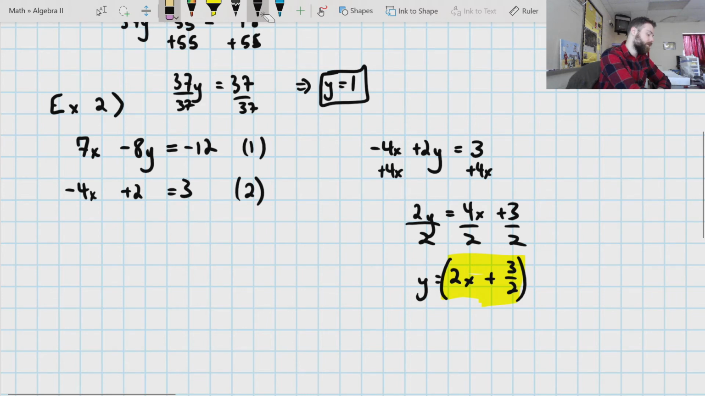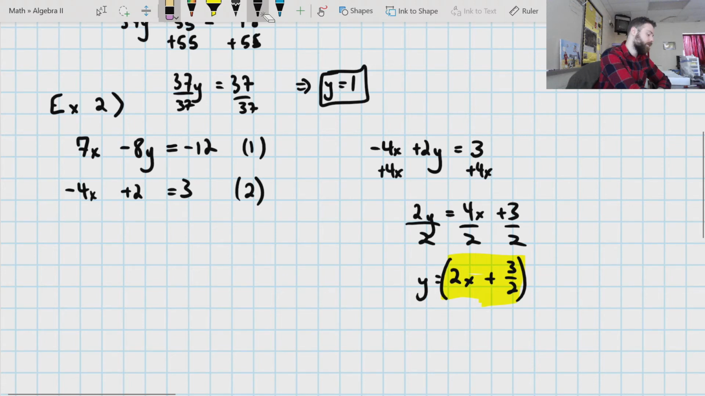So I get 7x minus 8 times 2x plus 3 over 2 equals negative 12. And I'm going to distribute that 8. So I get 7x minus 16x, no, it's going to be minus because it's a negative, my bad, negative 8 over 1 times 3 over 2 equals negative 12.